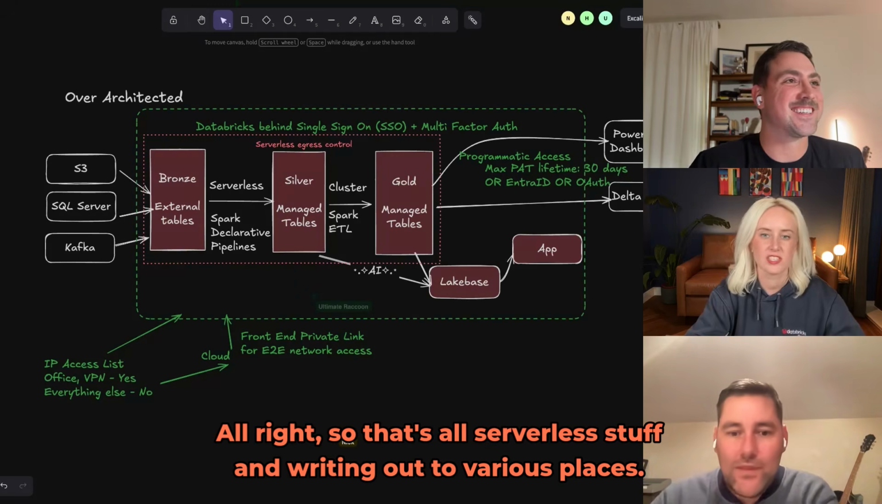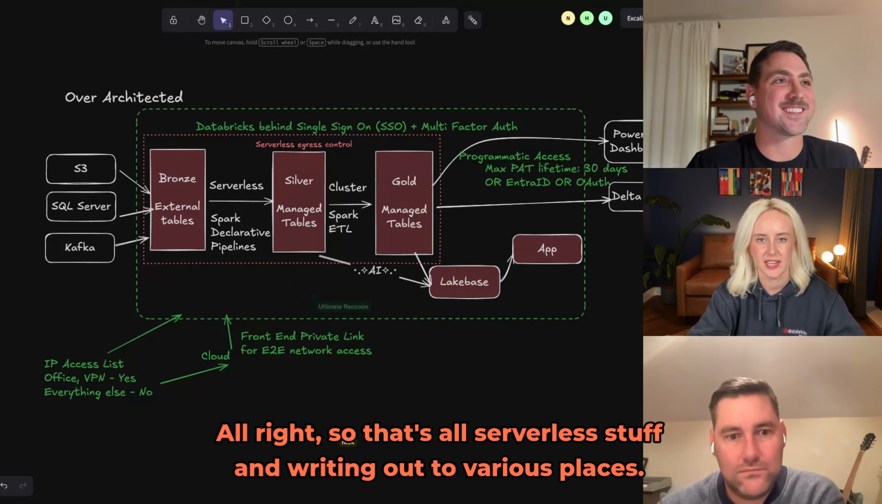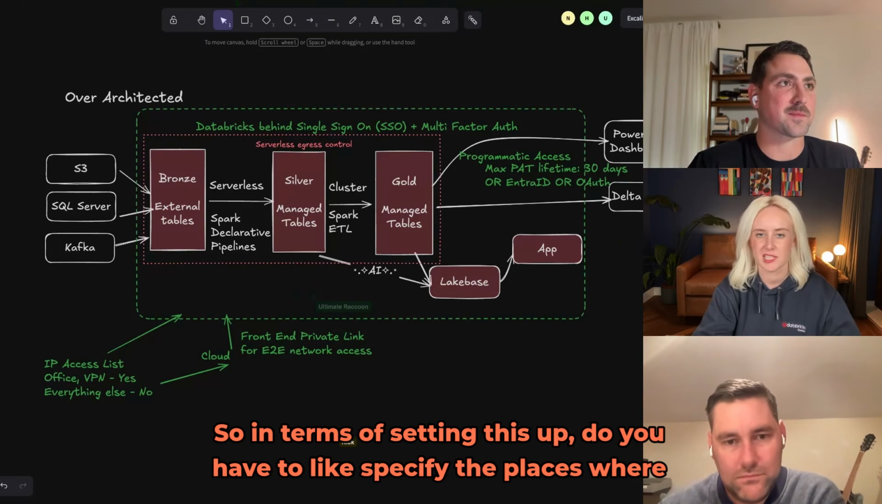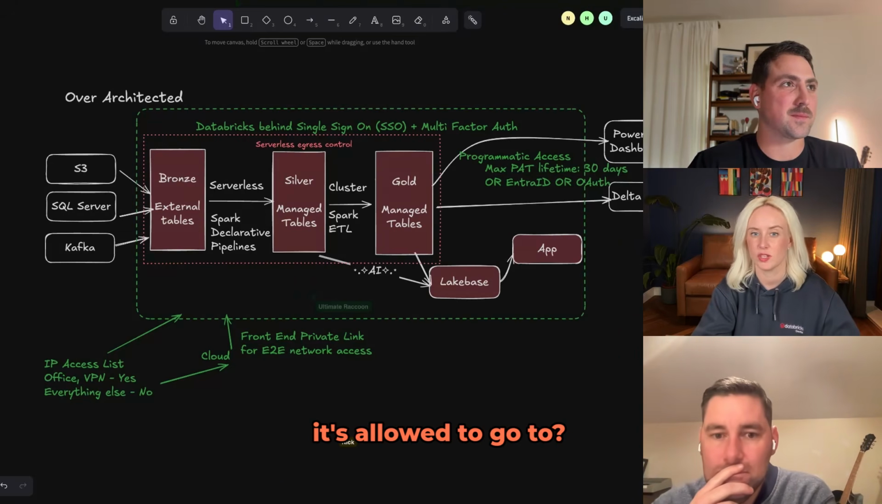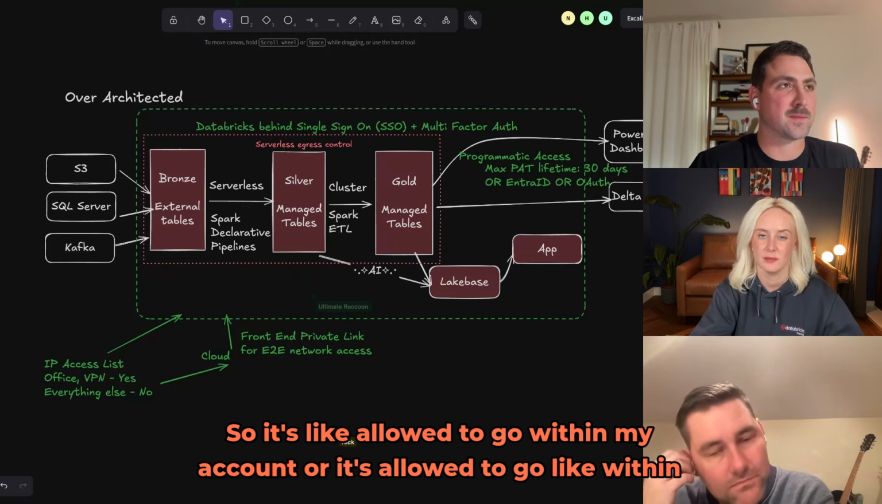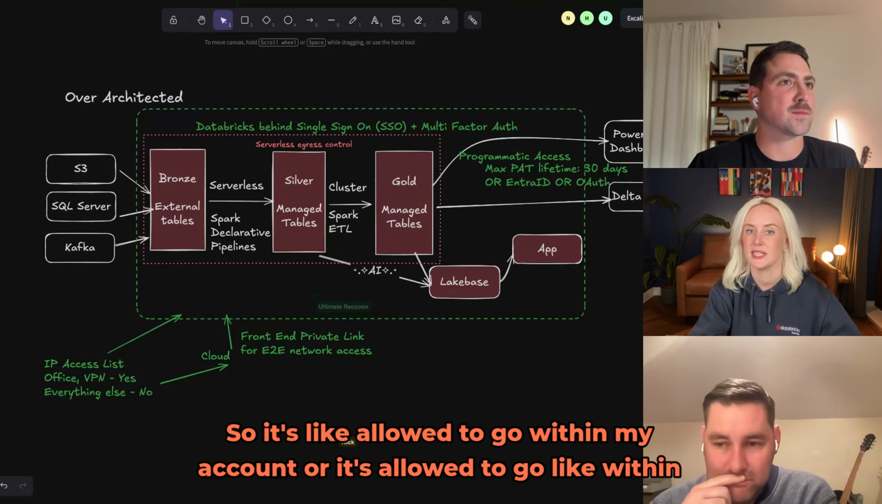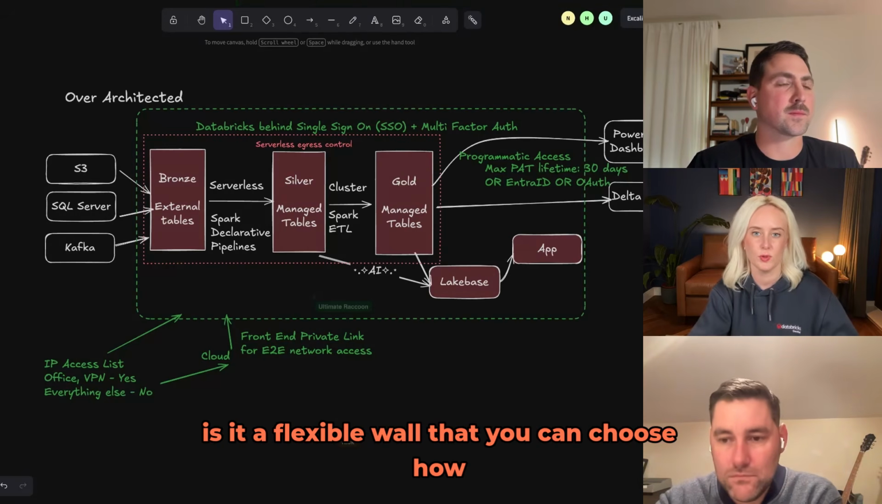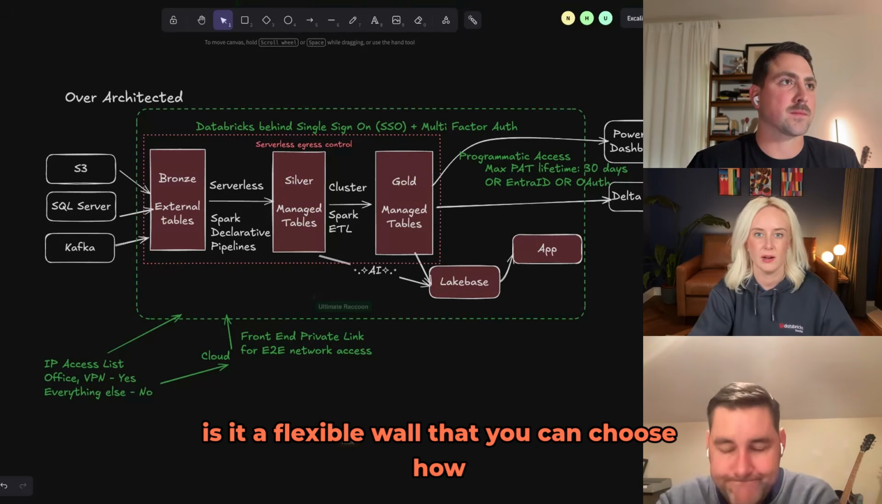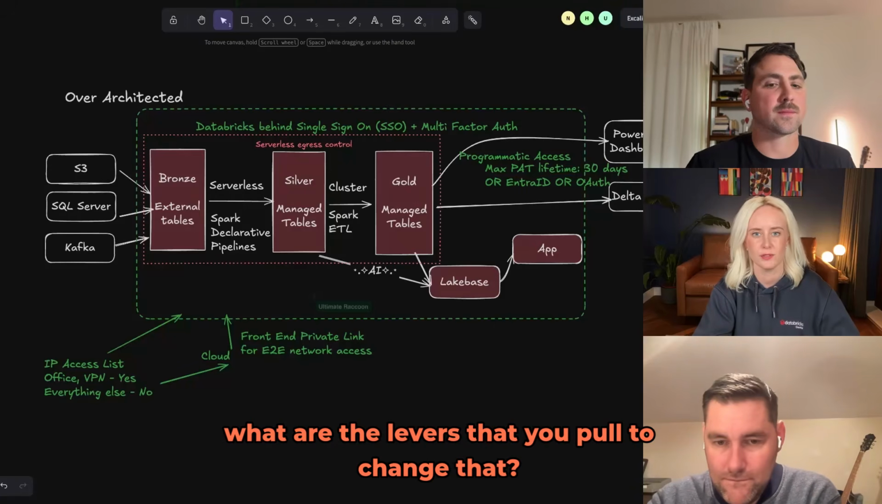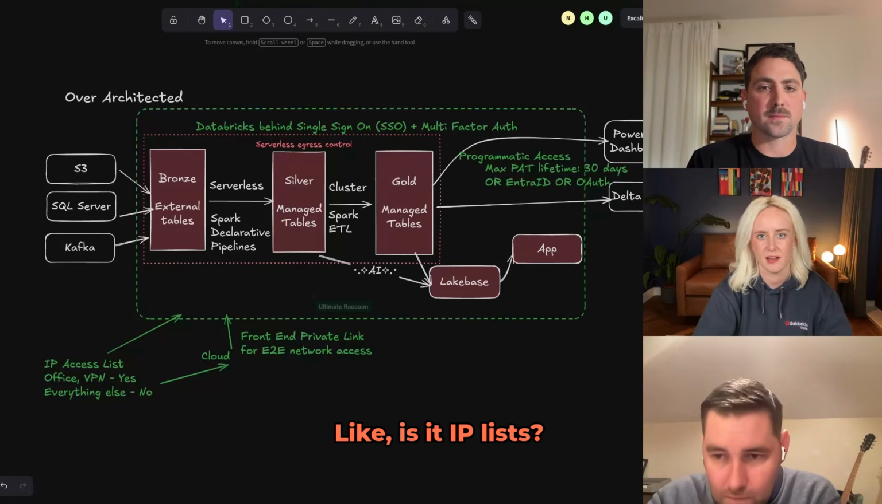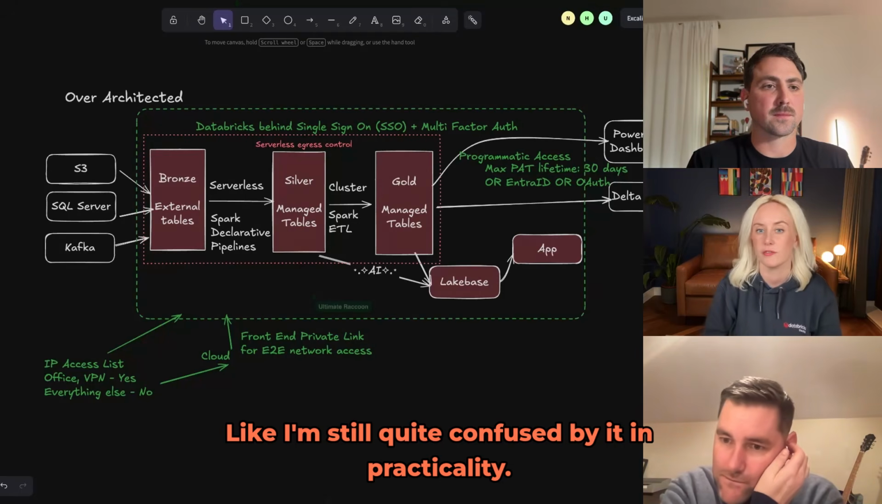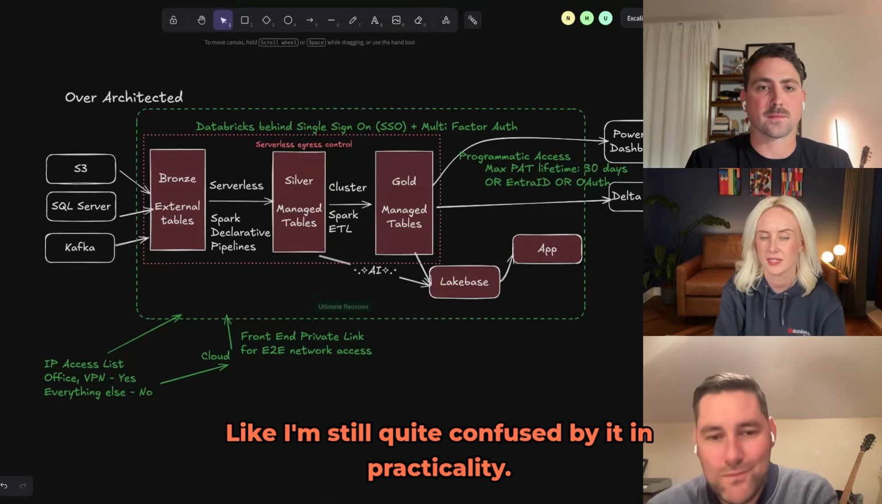All right, so that's all serverless stuff and writing out to various places. So in terms of setting this up, do you have to specify the places where it's allowed to go? So it's allowed to go within my account, or it's allowed to go within Unity Catalog, and that's fine. Is it a flexible wall where you can choose the levers that you pull to change that? Is it an IP list? I'm still quite confused by it in practicality.